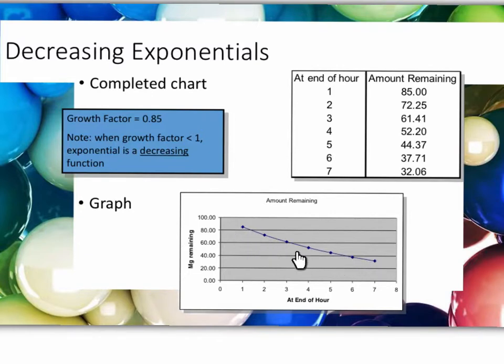Notice this is different than a linear graph. I can't connect the dots with a straight line. Instead, they're slowly, gradually decreasing over time. And this amount is decreasing by a different amount each time that we're going down, which is why it's not a linear function. So that answers the question of this video: what is an exponential function, and how do you graph one? You can graph one by creating a chart and then plotting the points on a graph.